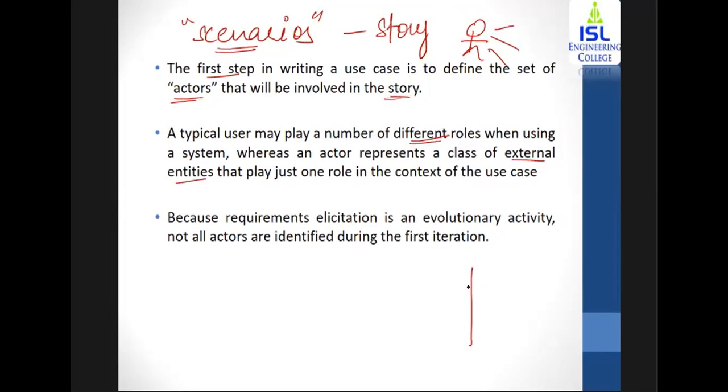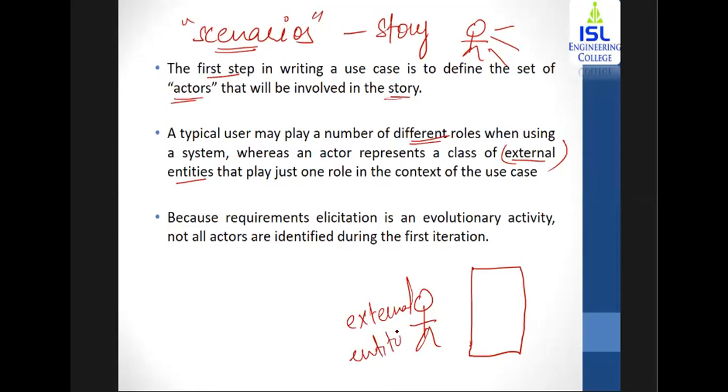As I told you, within the use case diagram, you're going to have a system boundary. Outside the system boundary, you're going to have this actor that is represented by a stick man. So this is an external entity. Actor is an external entity. Whereas all the use cases are going to be your internal entities.